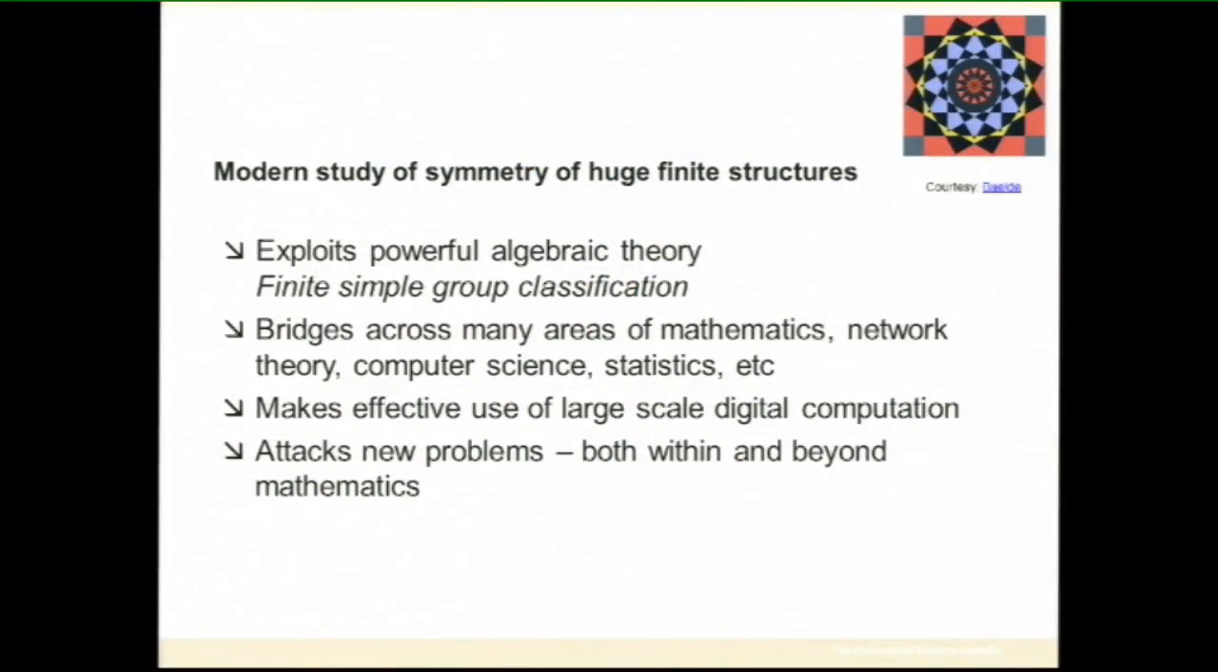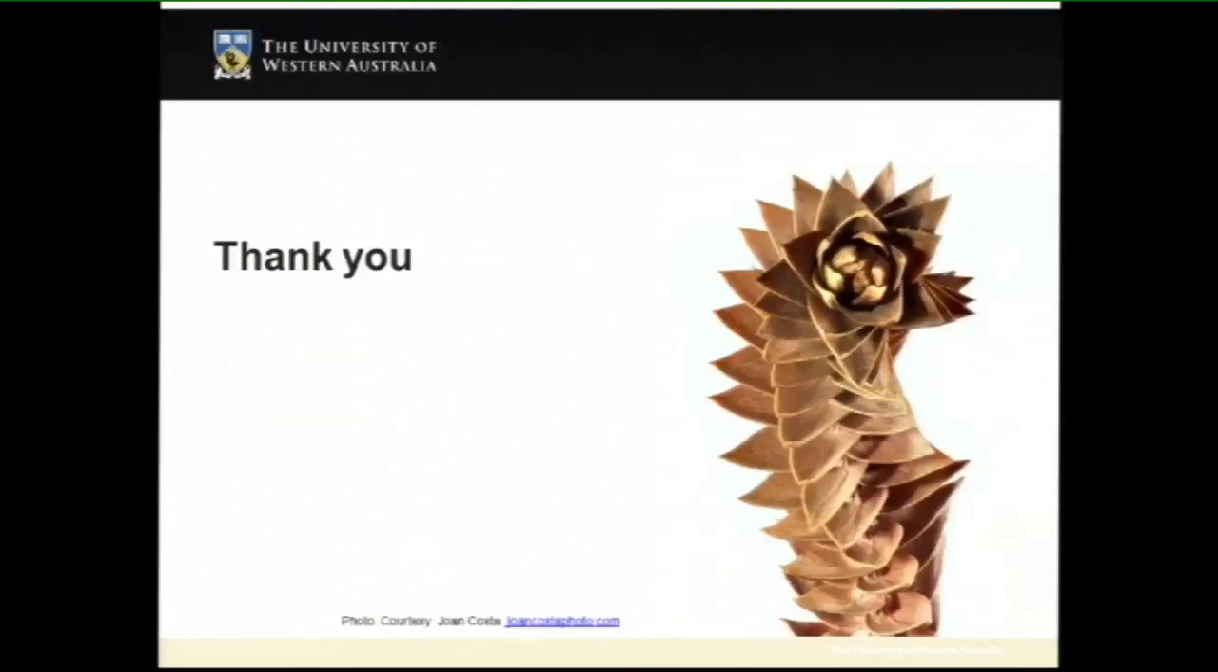So the modern study of symmetry of huge finite structures exploits powerful algebraic theory, including the finite simple group classification. It bridges across many areas of mathematics, network theory, computer science, statistics, etc. It makes use of large-scale digital computation, and it's always attacking new problems both within and beyond mathematics. Thank you.